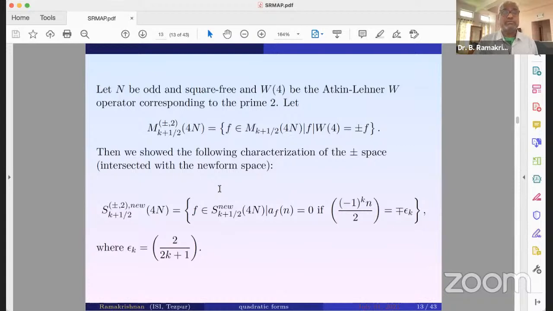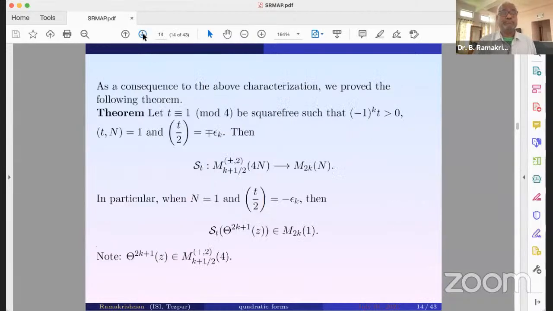As a consequence, we obtain the following theorem. When t is 1 mod 4, a square free integer such that (-1)^k t is positive, and take t relatively prime to capital N, and (t over 2) is minus plus epsilon_k.